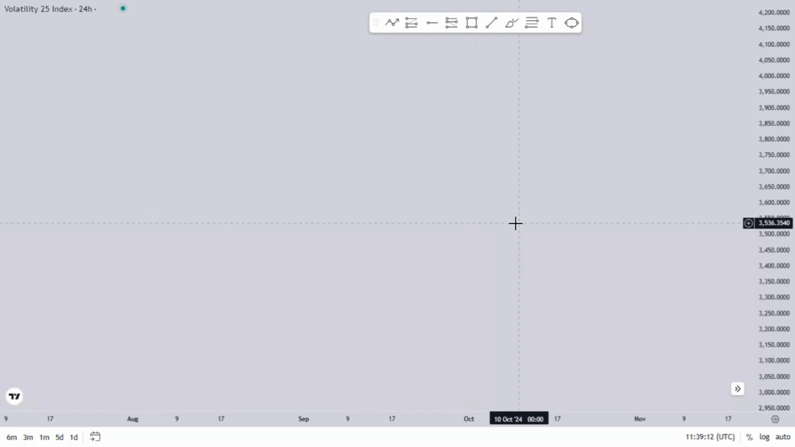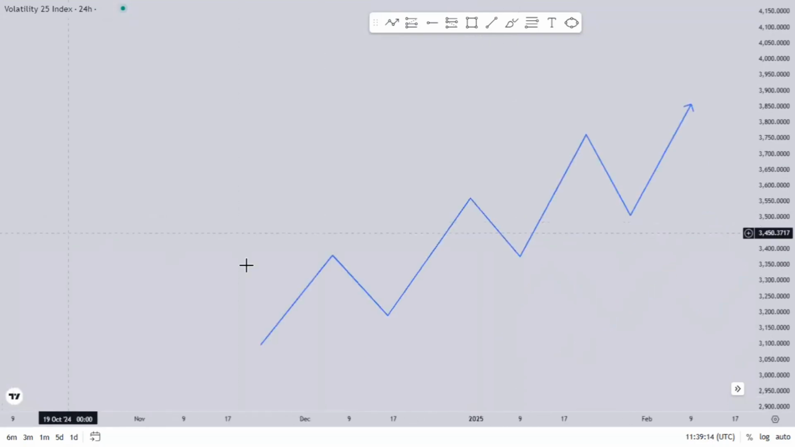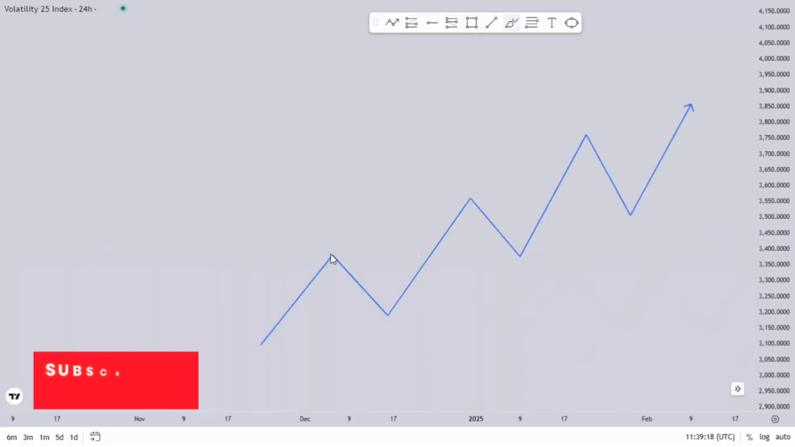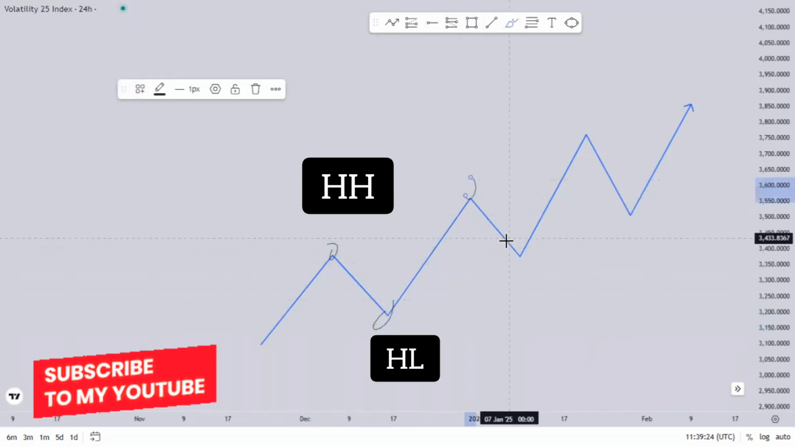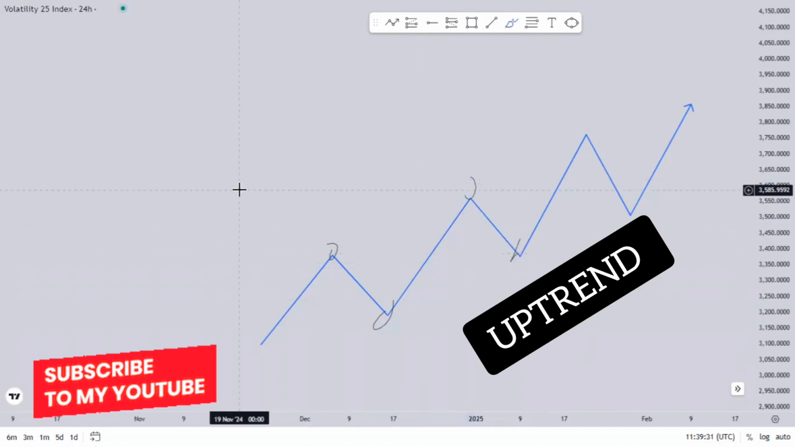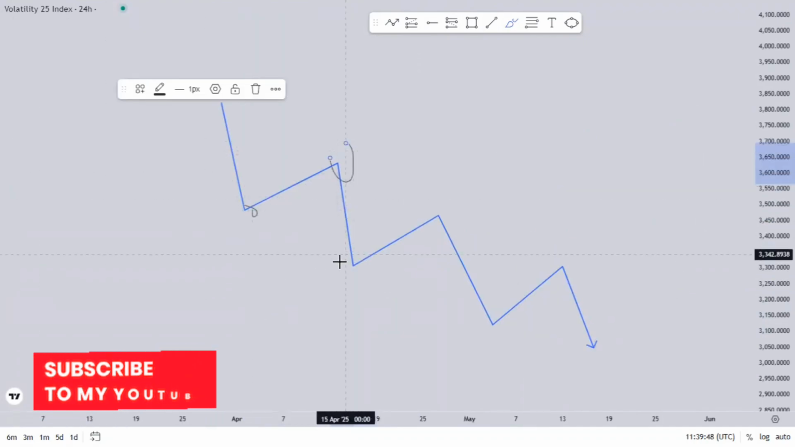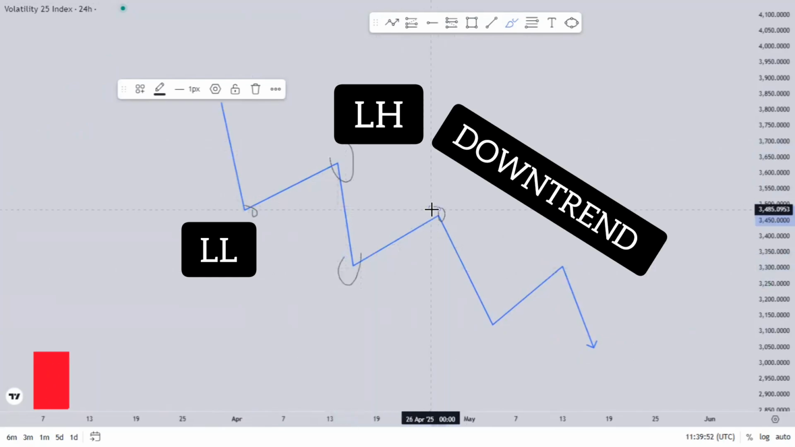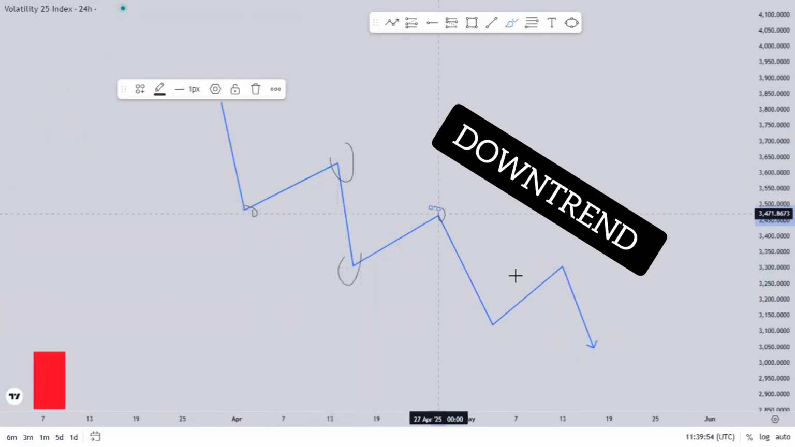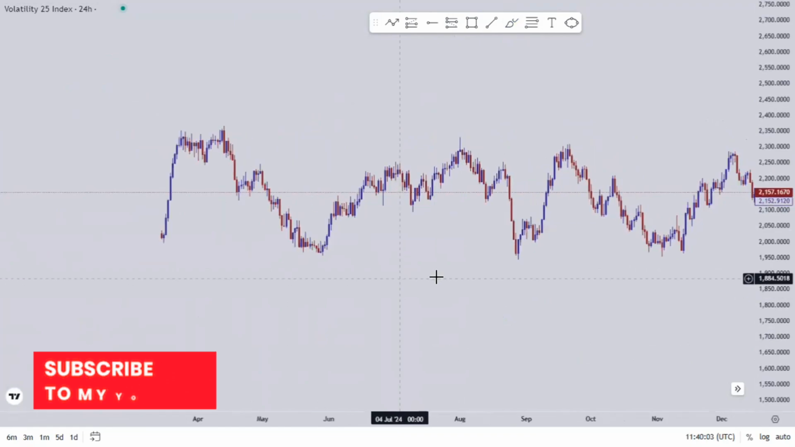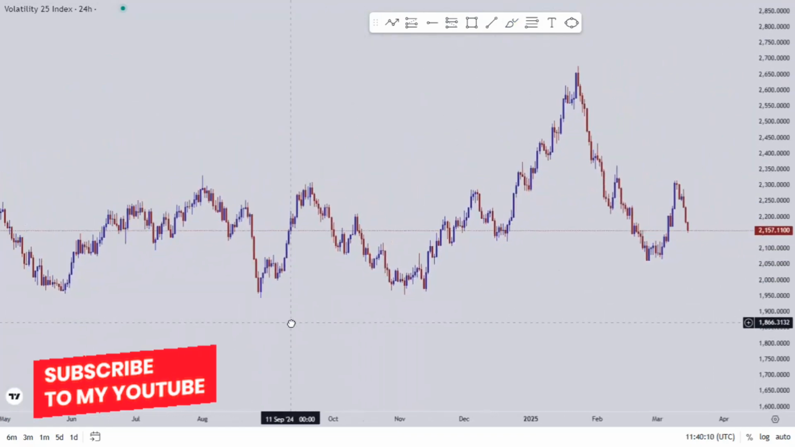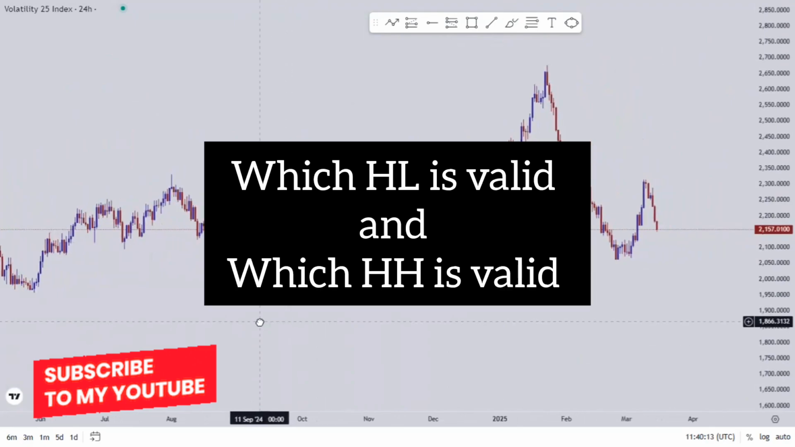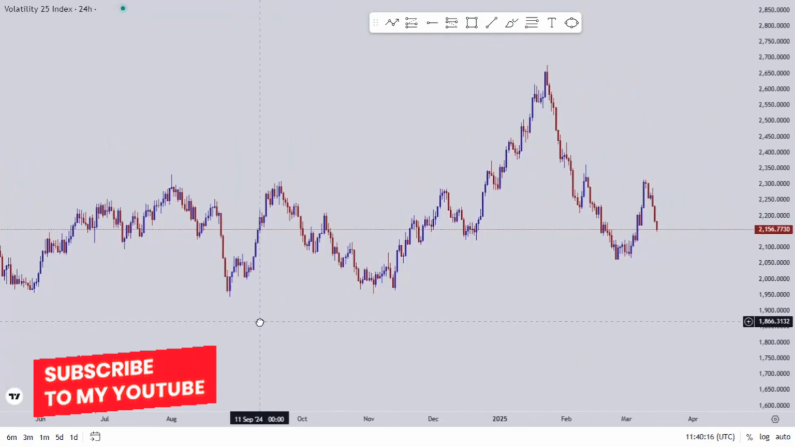Most beginners are told that the market moves in a series of higher highs and higher lows in an uptrend, and lower lows and lower highs in a downtrend. But the reality is, when they open up their chart, it's not what they're expecting. So they become confused about which is the valid higher low, which is the valid higher high, and which one is the lower low.